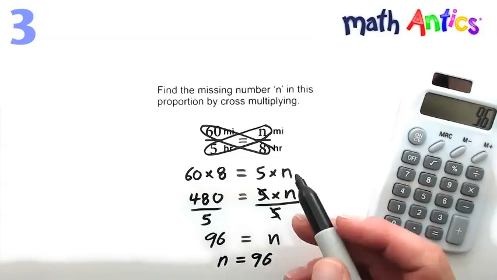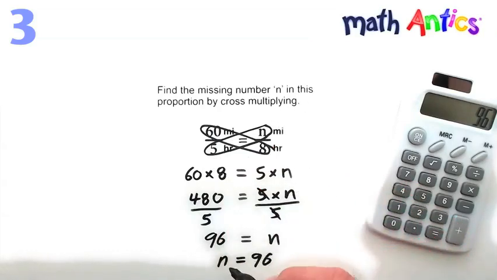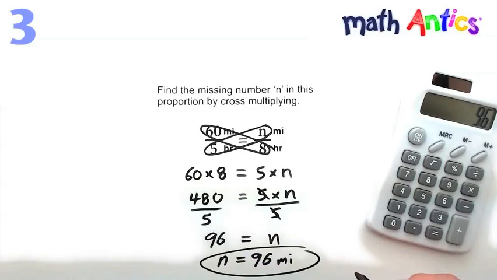And now we know we have a proportion here with units, so let's pay attention to what units we have. We know that the units for n were miles, so this would be n equals 96 miles. And that's our answer.